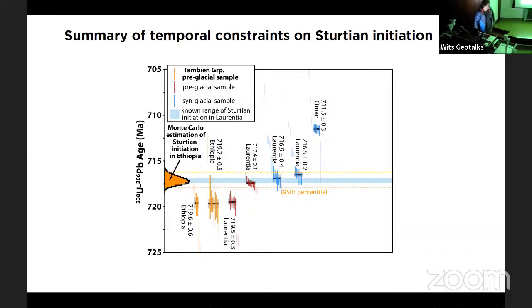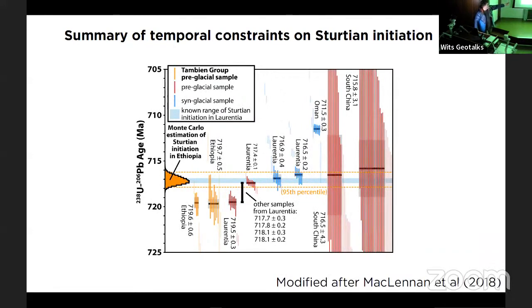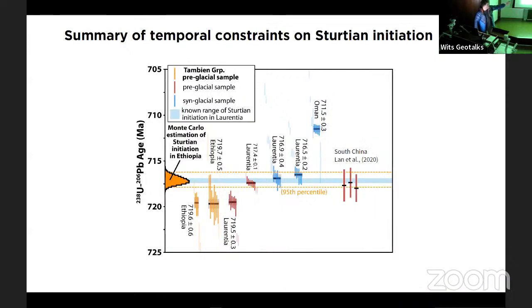And there's an age from Oman, and then these were some SIMS ages from China. And interestingly, after our study, the workers in China actually did some TIMS work of their own on those ash beds, and this was their estimate for the age of the Sturtian glaciation in China. And again, this lines up really well. So it's like, wow, okay, we're making a pretty strong case that this was a real thing, right?